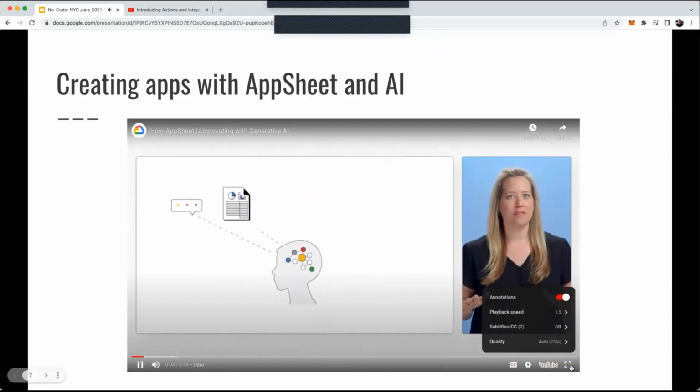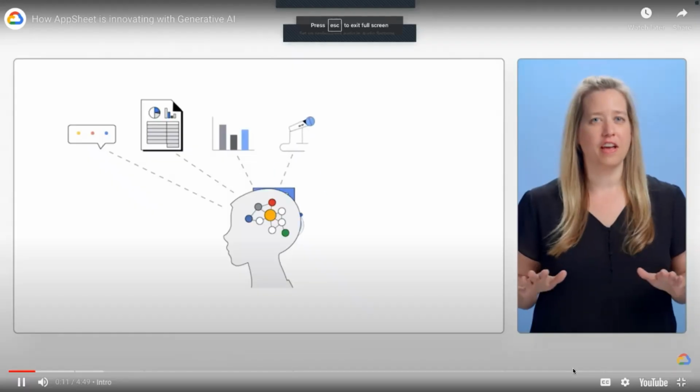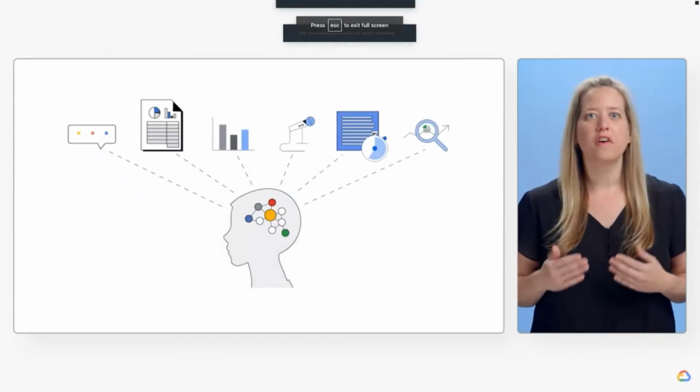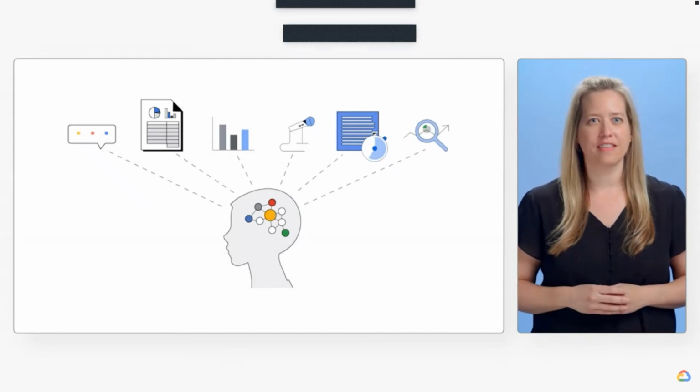Generative AI is the future of app development. It's opening a whole new level of feature and functionality possibilities to make your apps more intuitive, personalized, and effective at meeting your users' needs. In this video, we'll show you how AppSheet, Google's no-code app building platform, is using generative AI to power new features that bring app building to the world.